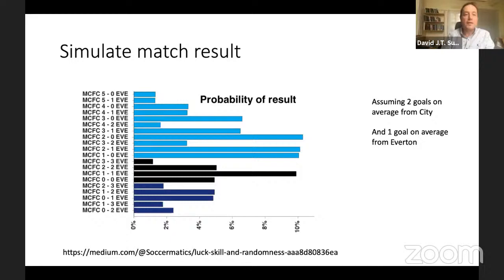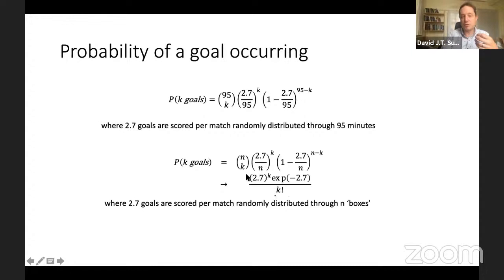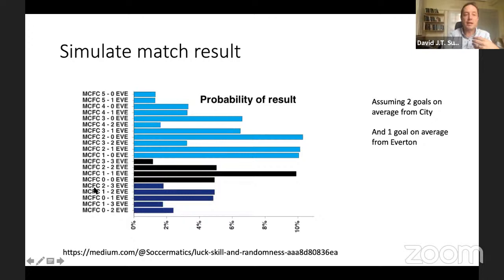Then I can actually simulate all different results. It's not even simulation, it's just picking out from the equation we gave here. So we put 2 in for City and 1 in for Everton, and we can pick out how many goals the two teams will score and make a graph like this. This isn't based on running a computer simulation. It's just based on sticking the parameter 2 into the Poisson distribution for City and the parameter 1 into the Poisson distribution for Everton, and then making a list of the different results.